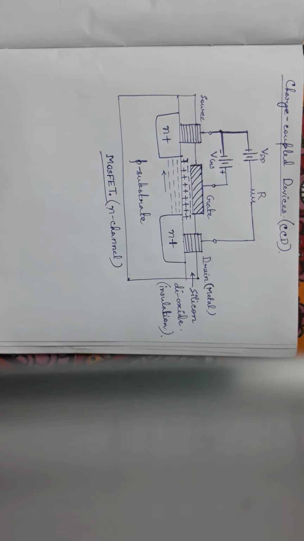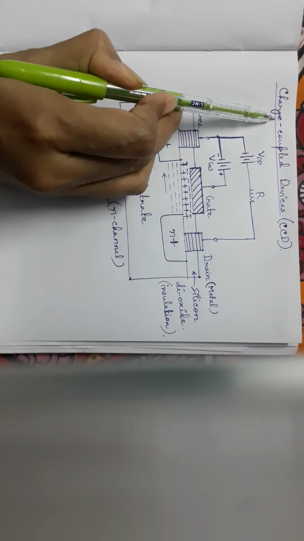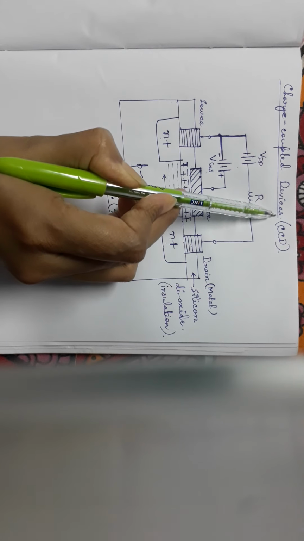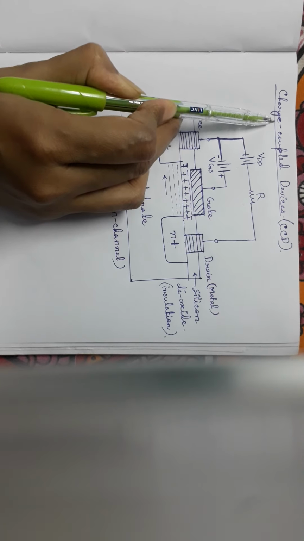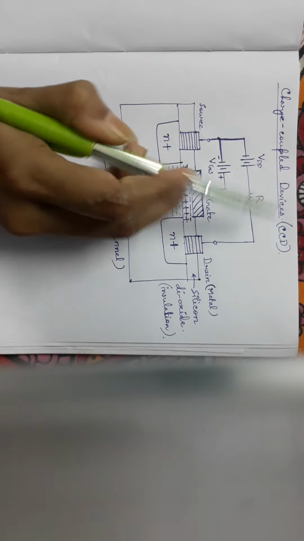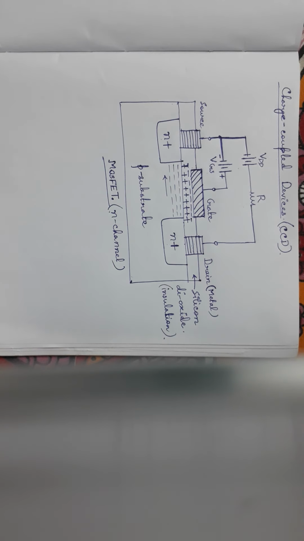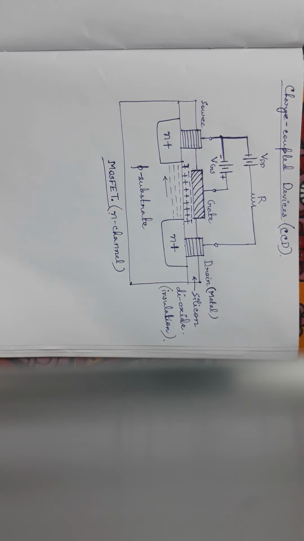So as the name suggests, you can see there are three parts. One is charge, another is coupled, another is devices. So that means the charge or the electrons will be coupled with another device. So from the name it is clear that the charge will be continuously transferred from one device to another device, and here the device is MOSFET.